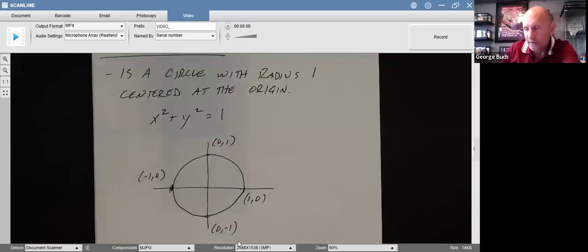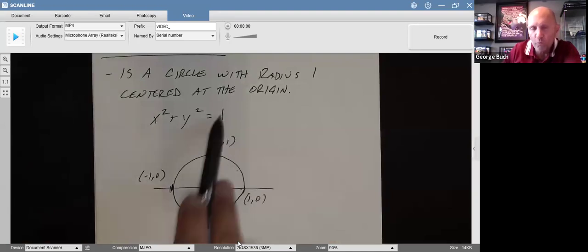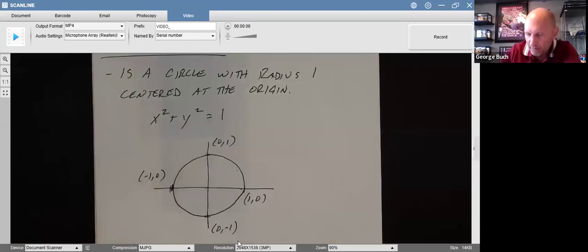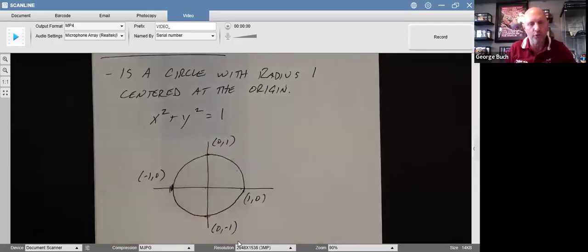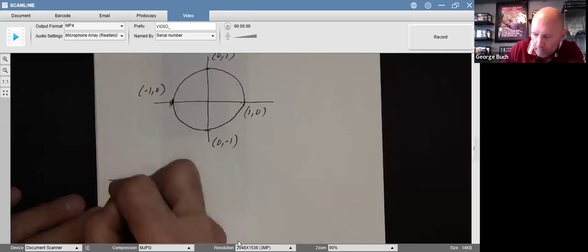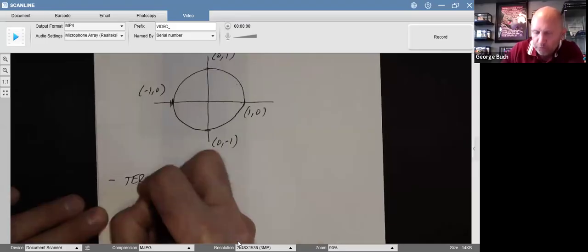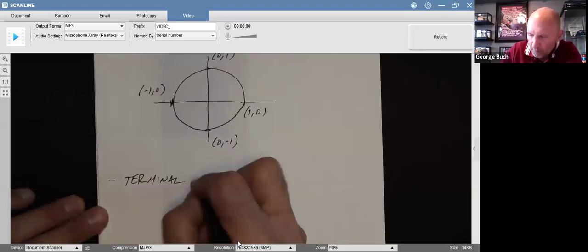And so again, it satisfies the equation, right? x squared is 1, y squared is 0, 1 plus 0 is 1. 0 plus 1 is 1. 1 plus 0 is 1. 0 plus 1 is 1. And that is the case for anything around this circle. So these points where we end up on the circle have a name. Where they end up, that's terminal, right? So that's our terminal points.